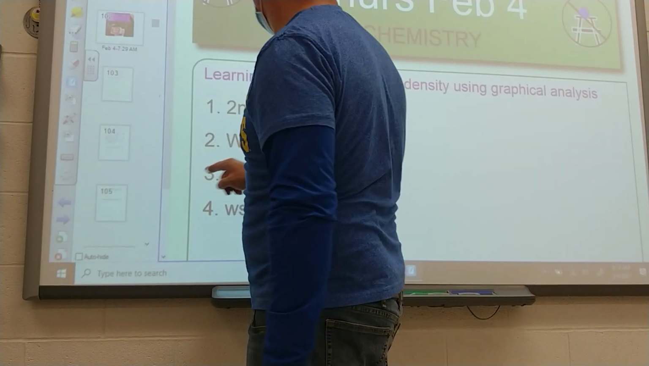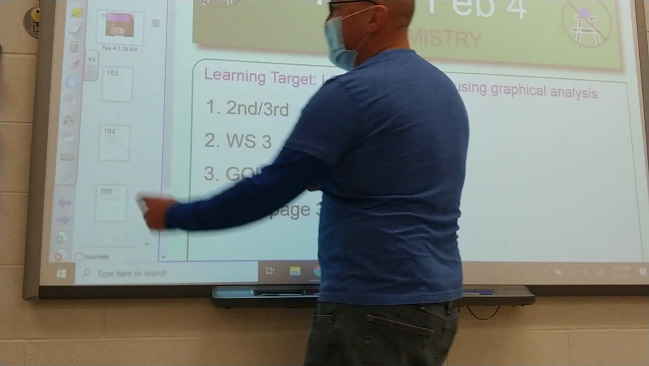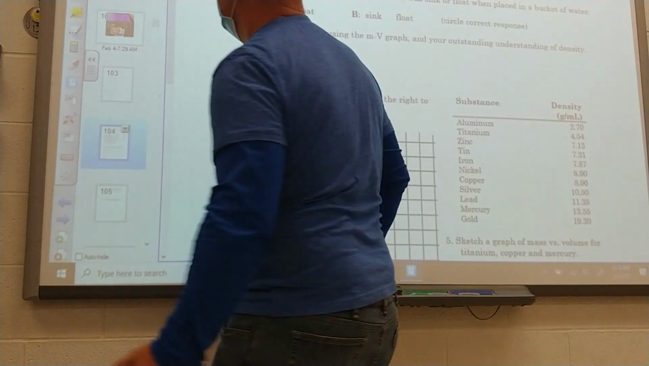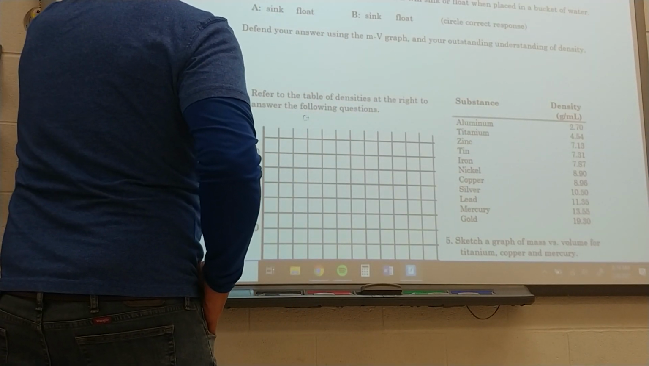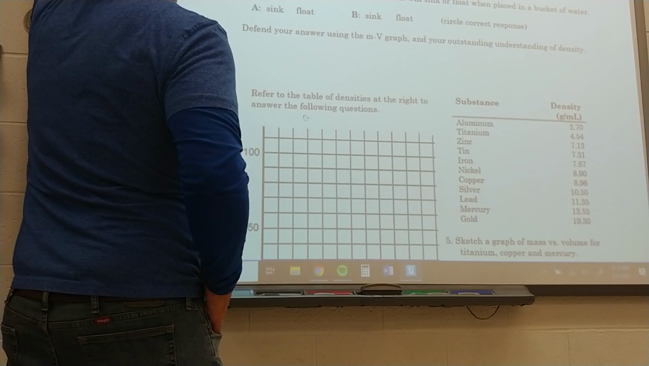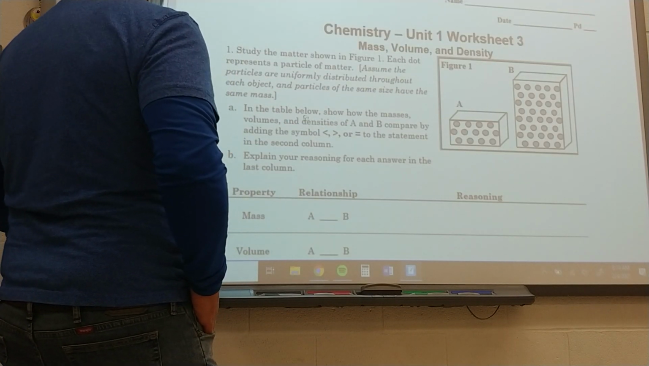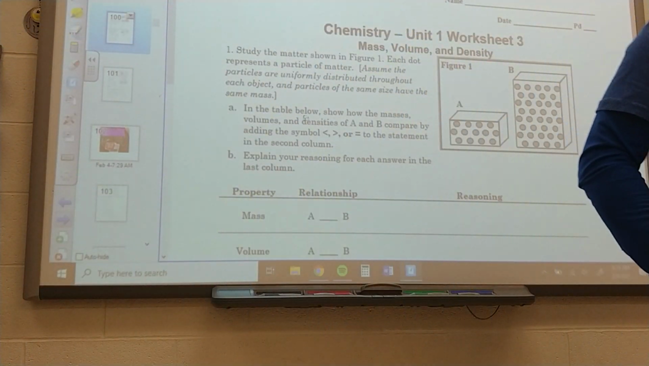Your sheet today, second and third math side, you guys already did the math side, both sides of that other, and this is not where we're at. This is... that it? Here. Oh, I was there. All right.